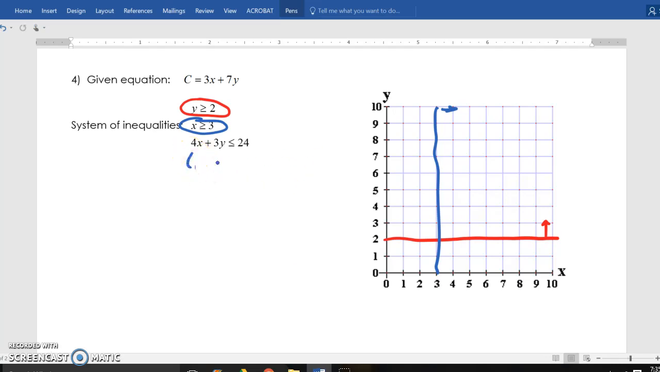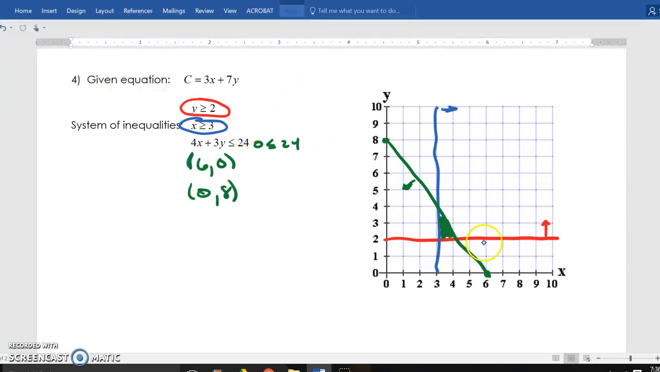And then when we go to find the intercepts for this last one, okay, when y is 0, x is going to be 6. When x is 0, y is going to be 8. So 6, 0, 0, 8. Go ahead and connect. And if you look, the 0, 0 is 0 less than or equal to 24. Yes. So we would shade this way. So again, this here is our feasible region.